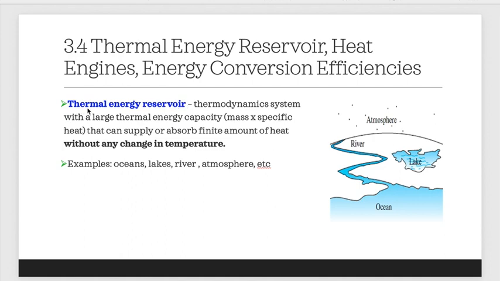In a thermal energy reservoir, it means a thermal system with a large thermal energy capacity that can supply or absorb a finite amount of heat without any change in temperature. Examples of thermal energy reservoirs are oceans, lakes, rivers, the atmosphere, and so on.